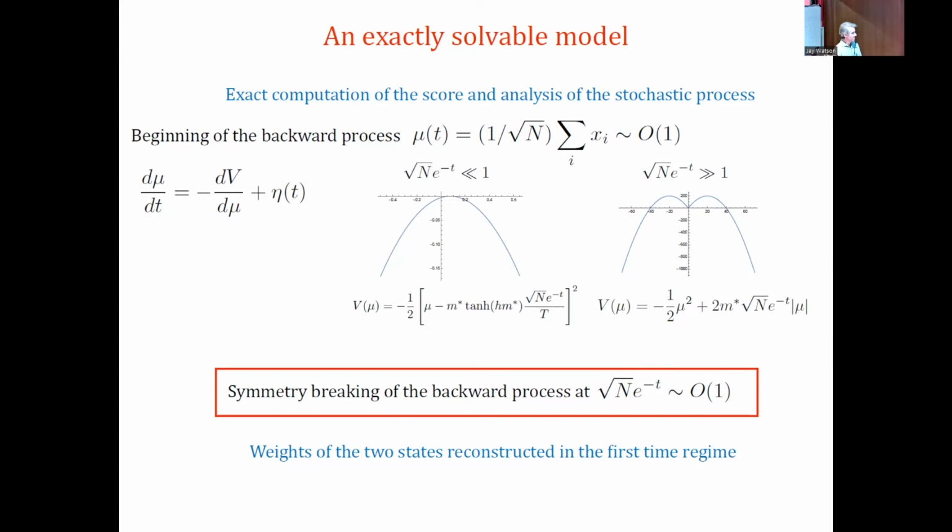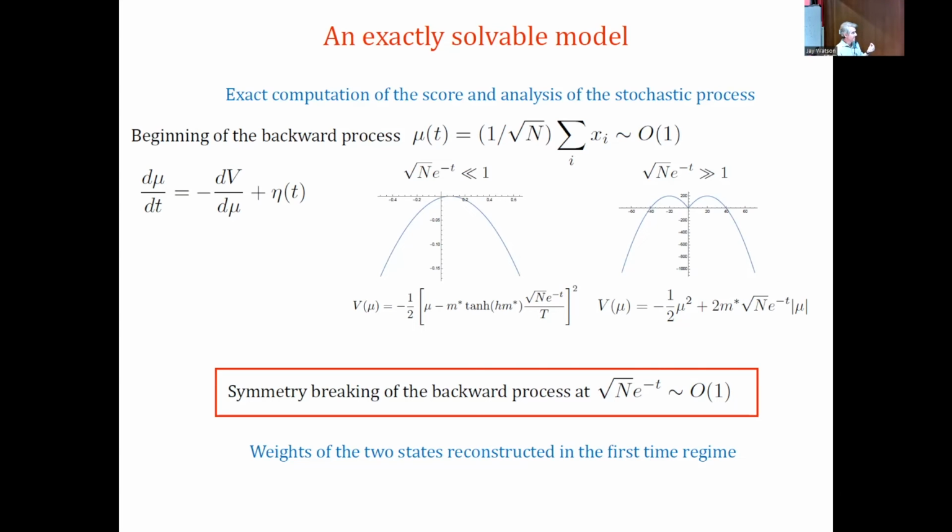And the potential is, well, clearly of two different kinds, depending on whether the square root of n exponential minus t, so the square root of the dimension times exponential minus t, is small or large. So t is very large at the beginning of the backward process and is very small at the end of the backward process, because we're doing time reversal.